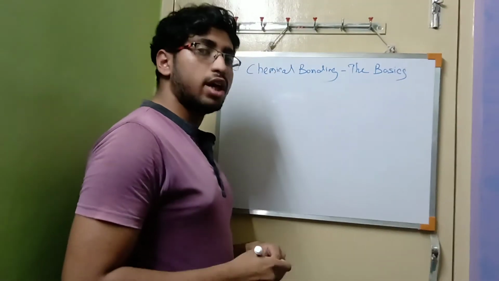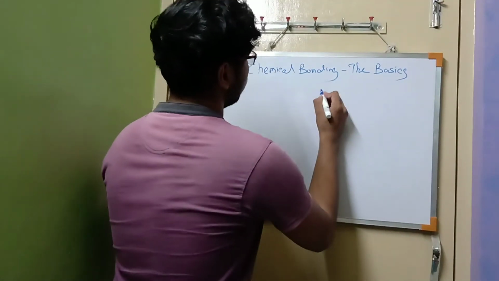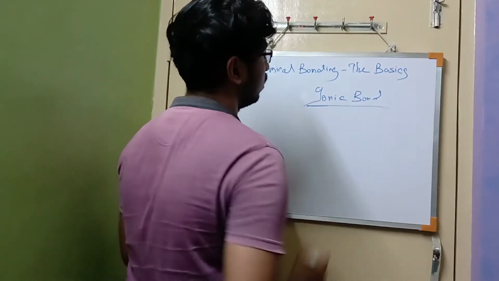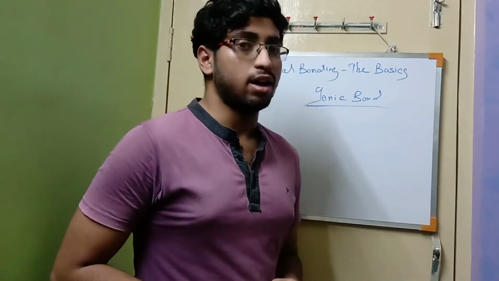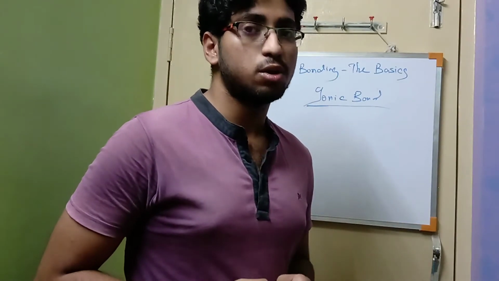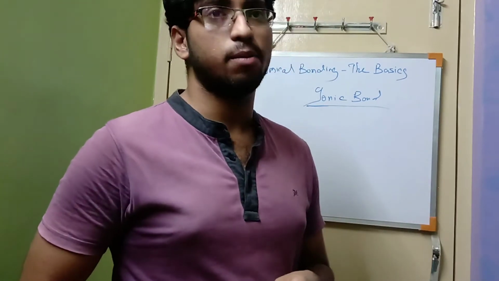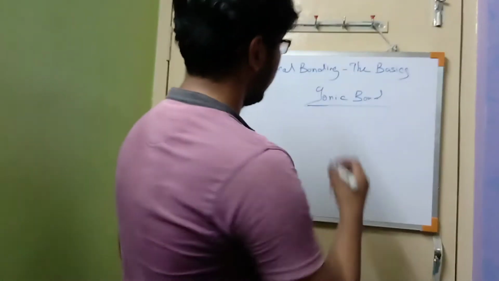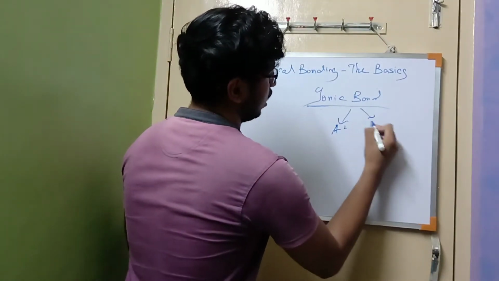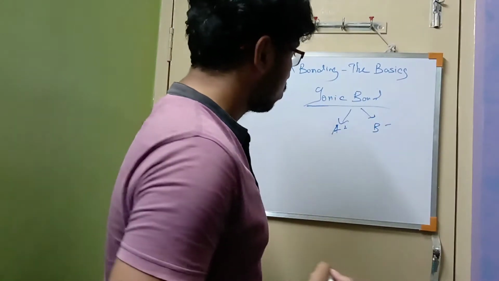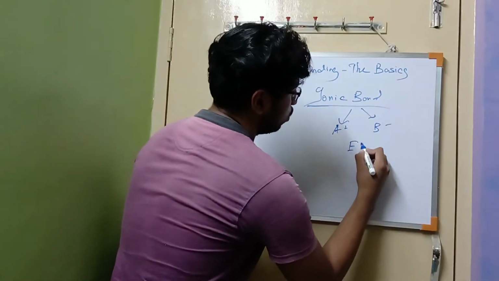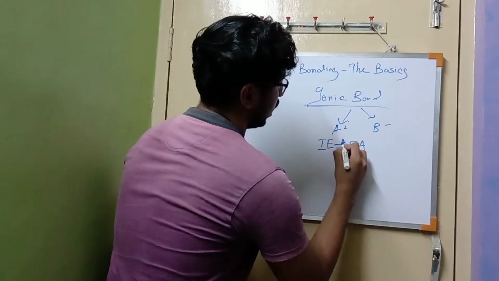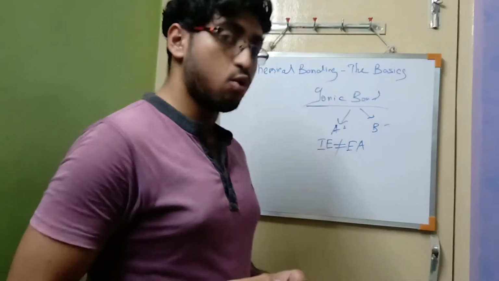So let's start with the ionic bond. There should be the presence of ions to form an ionic bond. What are those ions? One is a positive ion, another is a negative ion. Basically, the ionic bond is named after the bond formed by ions, one will be a cation, another will be an anion. And there should be a huge difference between electron affinity and ionization potential. They are not equal, and there should be a huge difference to form an ionic bond.